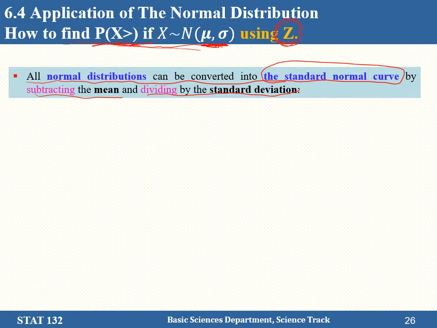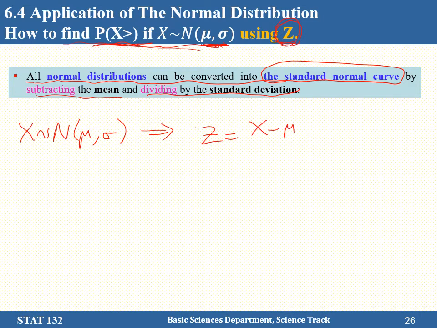So what does this mean? If x has a normal distribution with mean mu and sigma, then we can change it to z by subtracting mu from x and dividing by sigma. Then in this case, this new variable z will have a standard normal distribution.